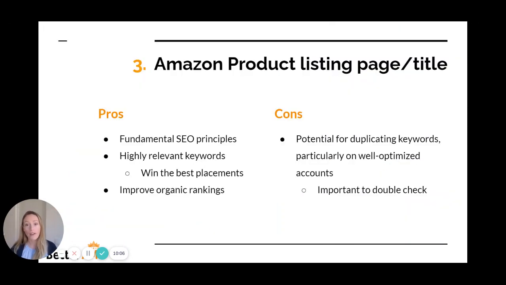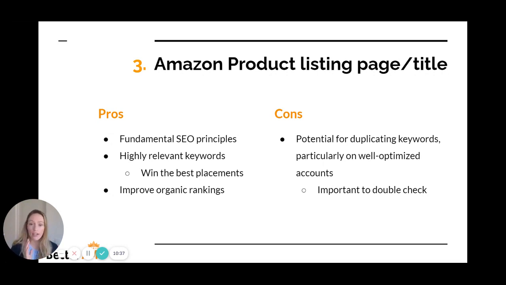I would say it's just fundamental SEO principles, okay? If Amazon knows that you're bidding on a keyword that is directly in your title, perfect. You're probably optimized for the search engine, okay? So you've got highly relevant keywords, and then that falls into winning the best placements. And then again, that falls into improving your organic rankings. And this falls into the big feedback loop of Amazon ads, okay?